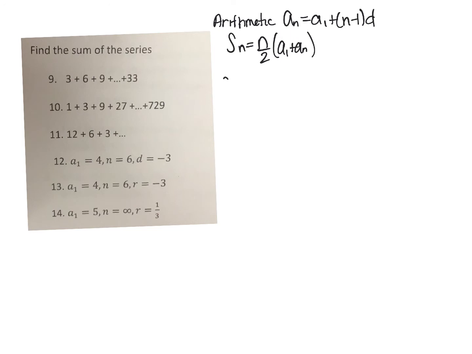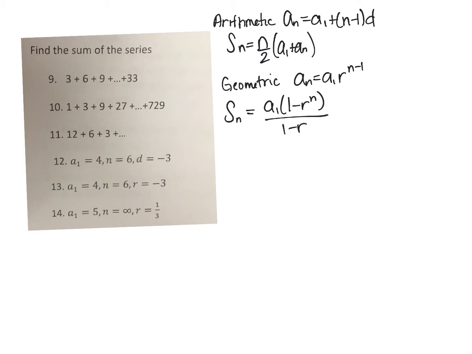Our geometric equations are an is a1 r to the n minus 1. We don't have to use that as much because our sum equations adapt. Sn equals a1, 1 minus r to the n. That exponent is inside the parentheses, over 1 minus r. Or Sn equals a1 minus an times r over 1 minus r. Don't forget the 1 minus r in the denominator.